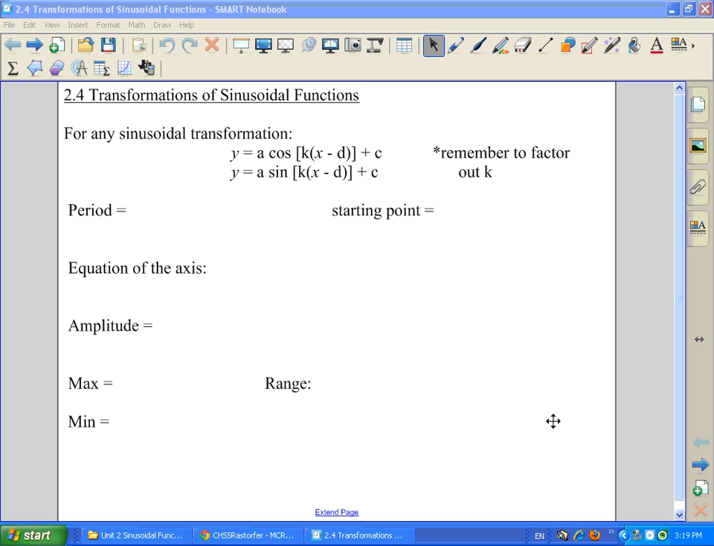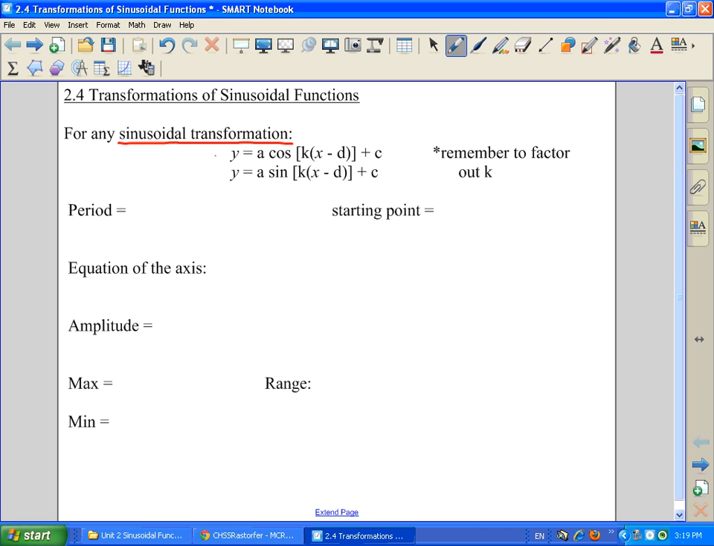Let's just review quickly what we should already know about sinusoidal functions. Just remember, folks, we could have a transformation based on either the cosine function or the sine function. One thing to remember back from grade 11 is to factor out k. What I mean by that is, say I gave you an initial example, for example, y equals 3 cos 2x minus 90 degrees minus 1. Looking at this, folks, what is the k value?